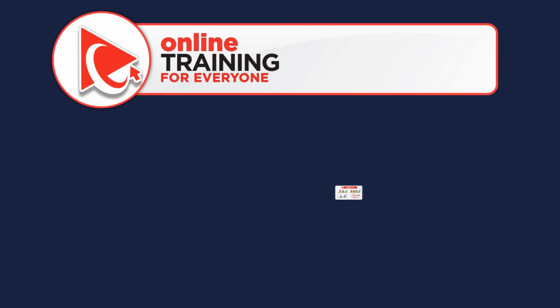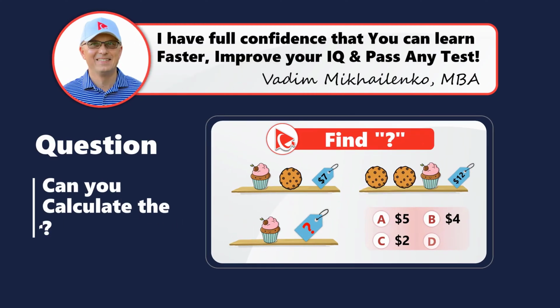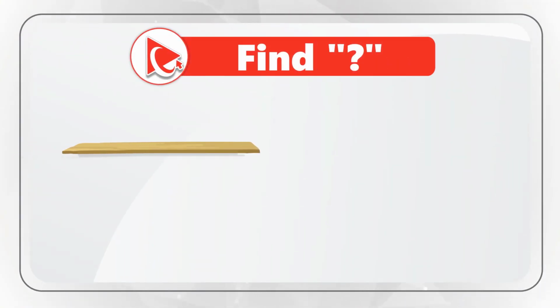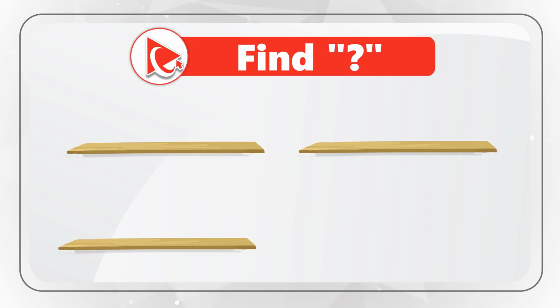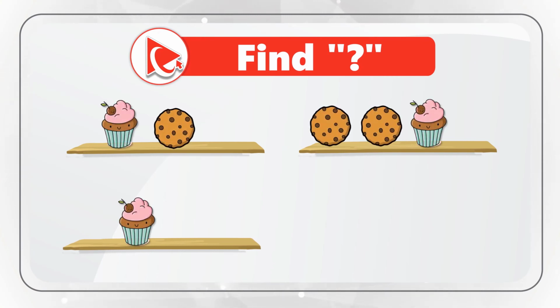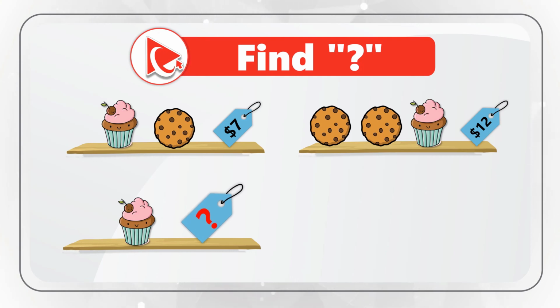What's interesting about this problem is that it seems unsolvable, but if you make one correct assumption, it's so easy to solve it. You're presented with a shelf of items from the coffee shop, and the items are cupcakes and cookies. There are 3 sets of items, and 2 sets have price tags associated with them, and the last set does not, and you need to calculate the price tag for the last set.